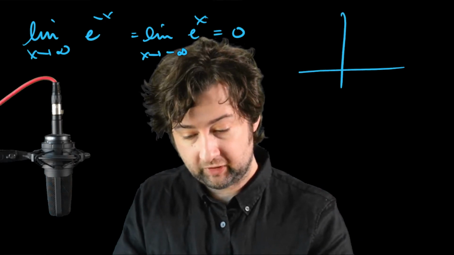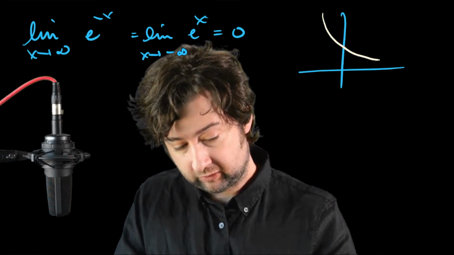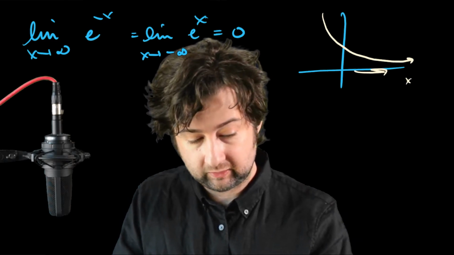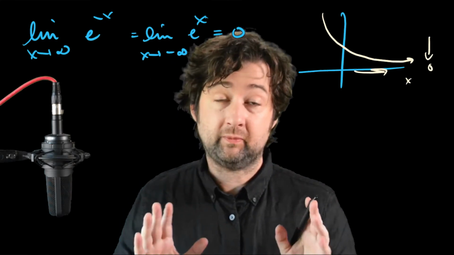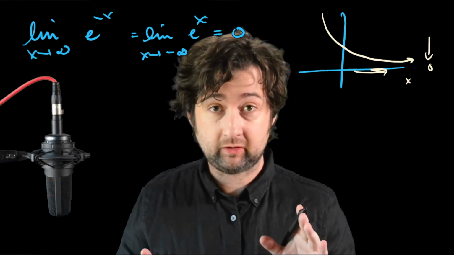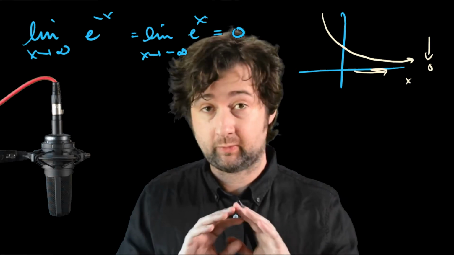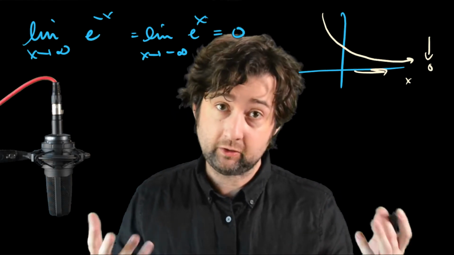So in case you don't believe me, e to the minus x is a function that looks like this. As you tend to infinity on the x-axis, this goes down to 0. So one of the basic facts of limit calculus is that the limit of e to the minus x is 0, and that comes up all the time. So let's see how we could use that.